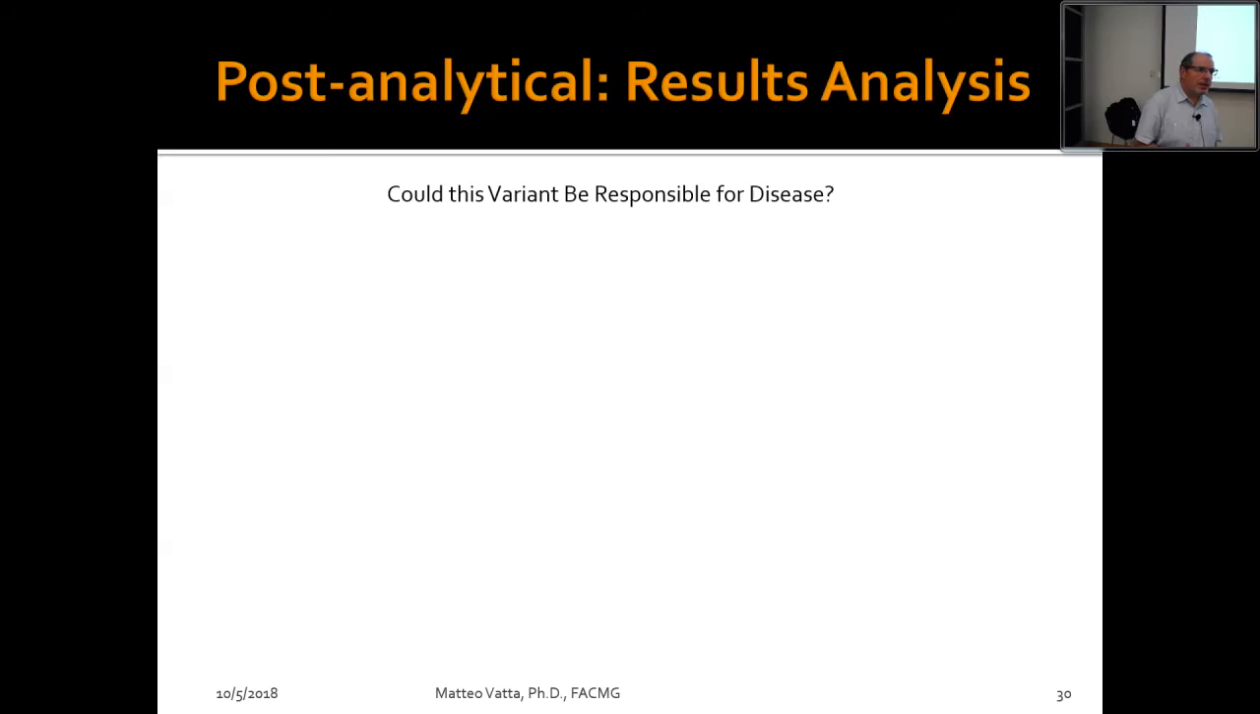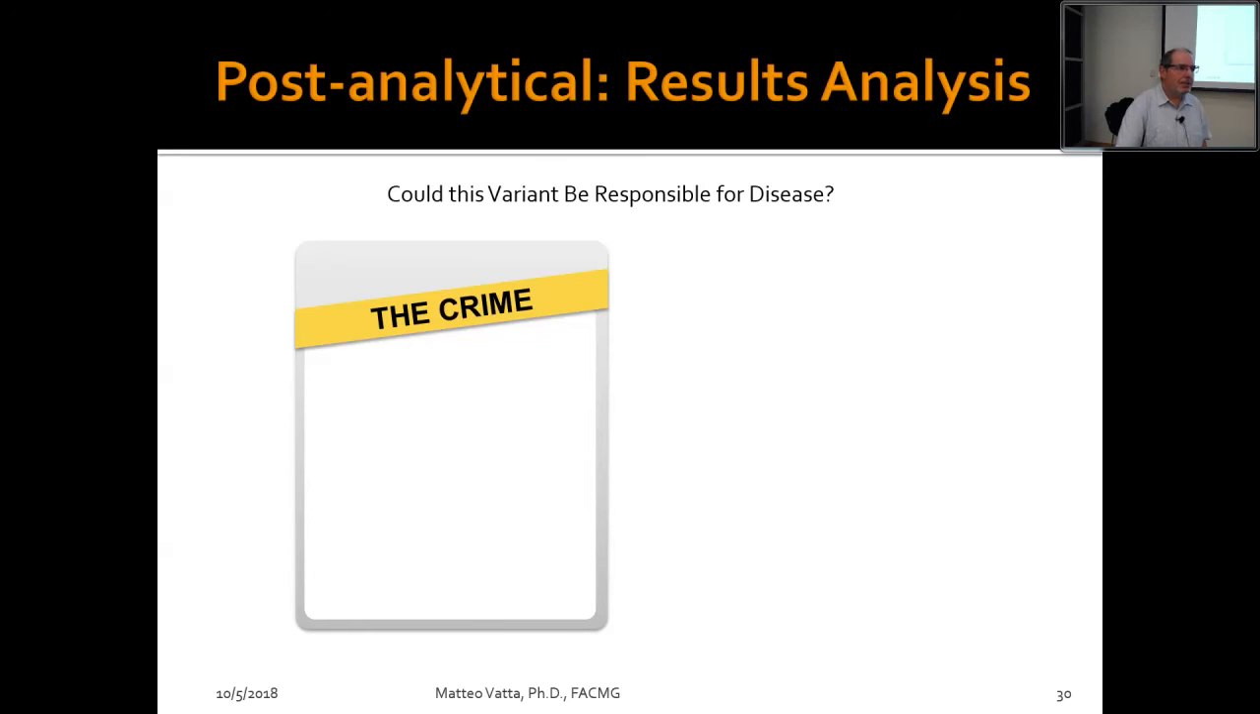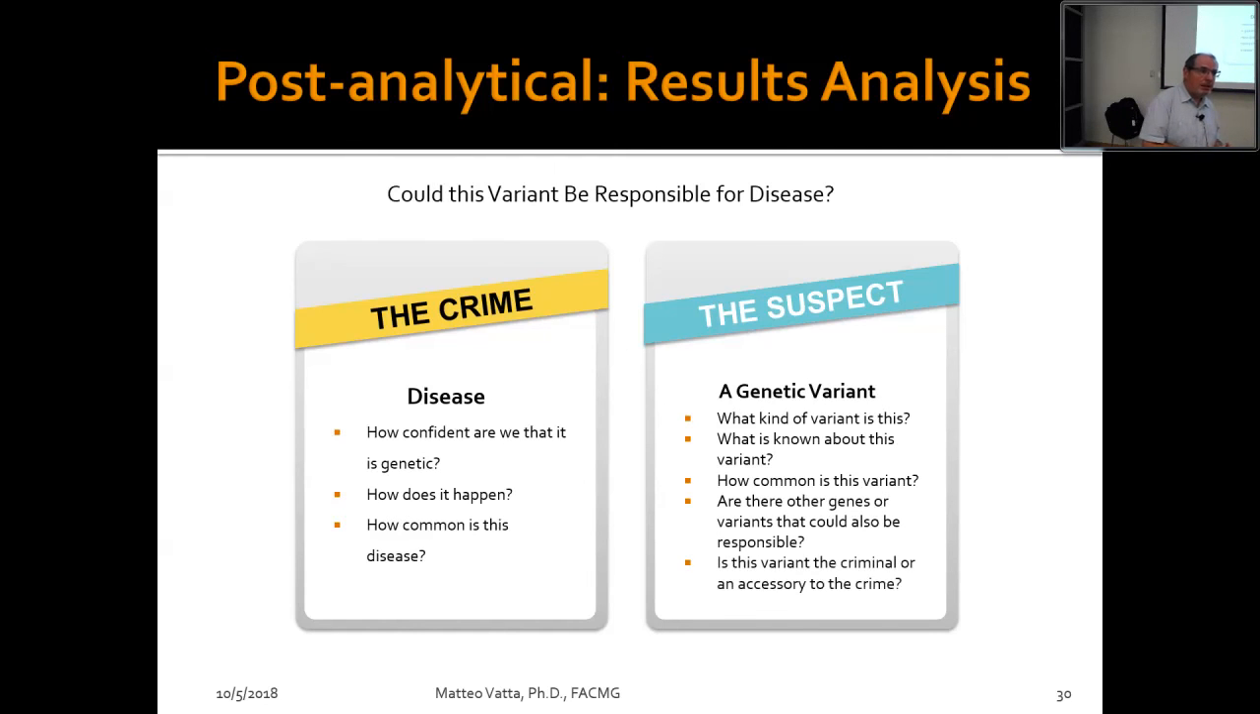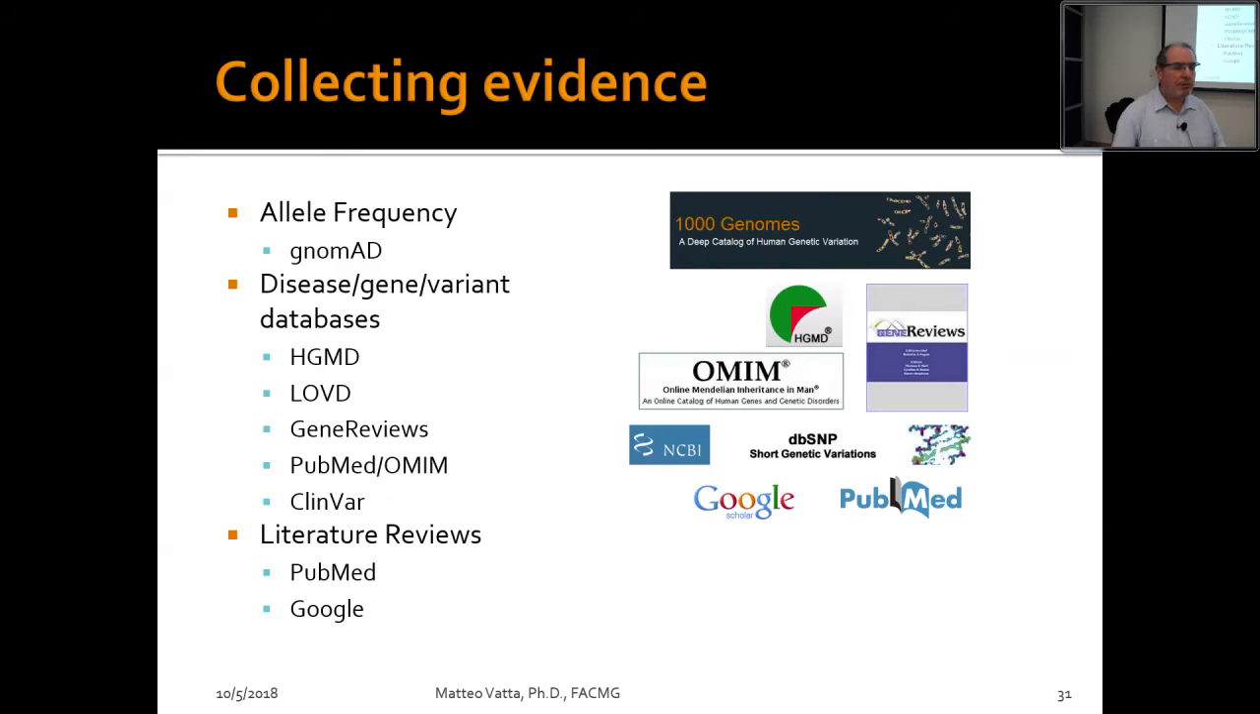So the main question of a clinical laboratory is, could this variant be responsible for the disease? So, what's the crime? It is the disease. How confident are we that this is really a genetic disease? There could be phenocopies. How common is this disease? And then the suspect, which is the variant: what kind of variant is this? What is known about this variant? Are there publications about how common this variant is compared to controls? Are there other genes that could be responsible for the phenotype? And is this variant really the criminal or an accessory to the crime? Meaning, is it a modifier or an increased risk allele rather than a clearly pathogenic variant?